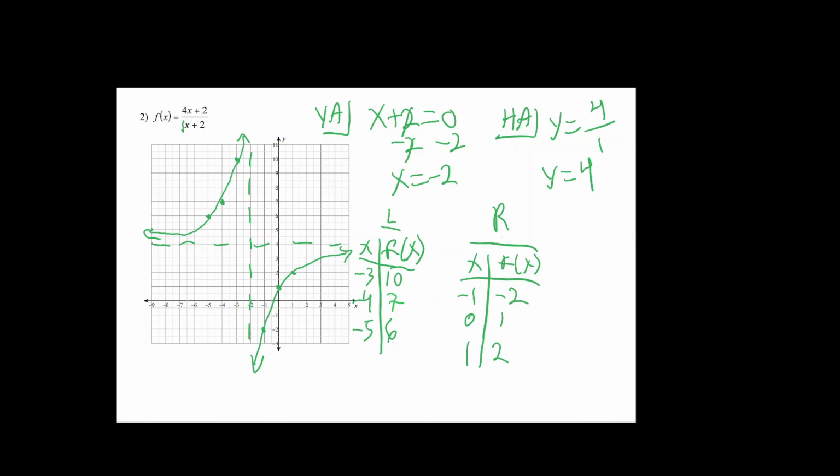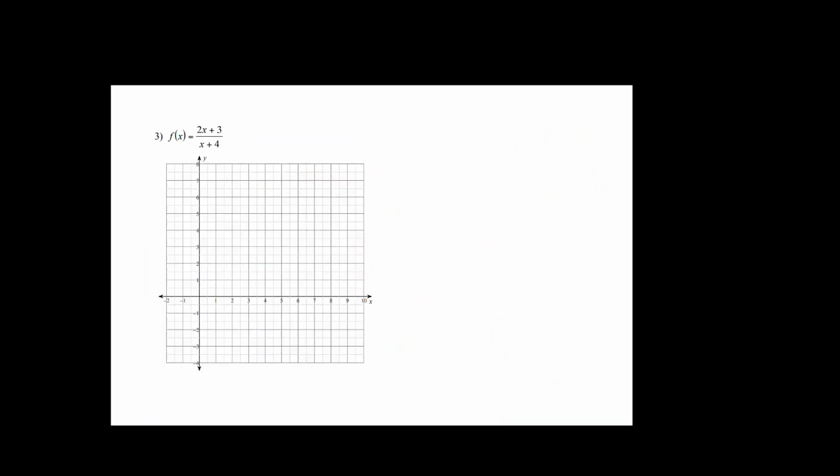That's it for example 2. So for example 3 here, we have 2x plus 3 all over x plus 4. And strike 3 for me. You get absolutely nothing out of it because I'm not in school, so too bad. But this should be x minus 4. So just change that on your worksheets. It's x minus 4 in the denominator.